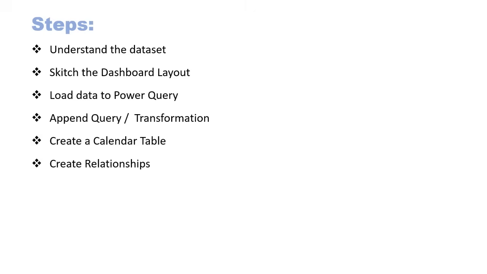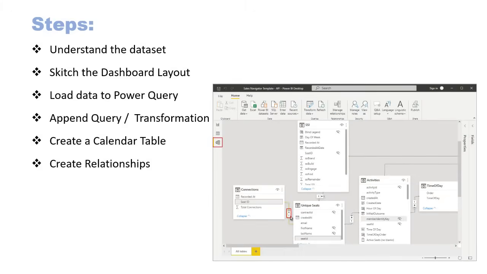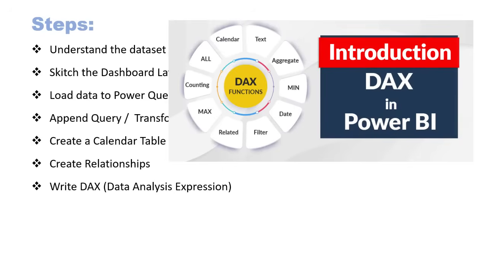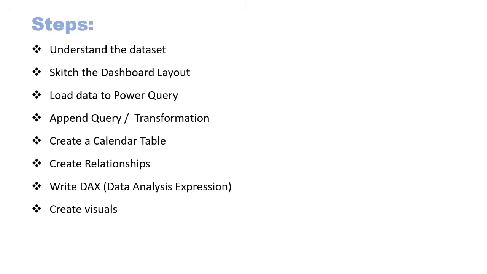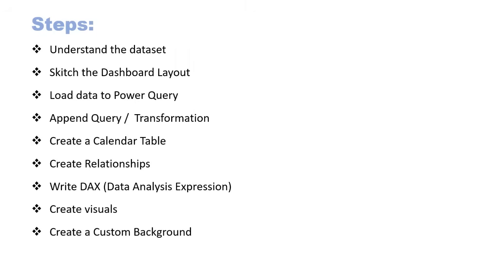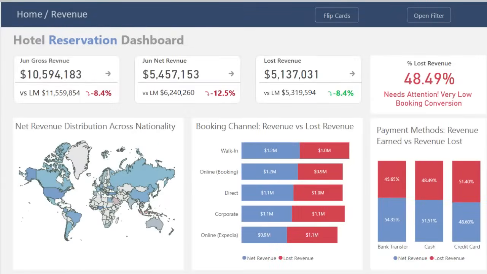Once we are done, we have to create relationships between our tables. And next again, we have to make sure we write DAX that will actually help us bring insight from the data. After this, we're going to create a couple of visuals for our dashboard. Once we are done, we need to create a background that's going to bring out this particular clean dashboard. And once we are done again, it is time for us to format our dashboard on the background that we have.